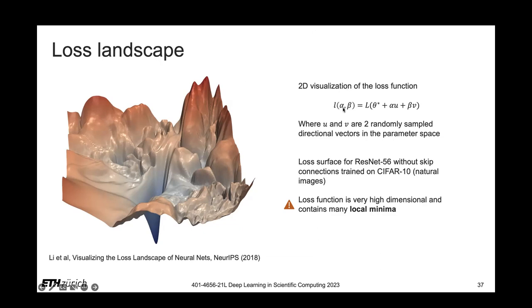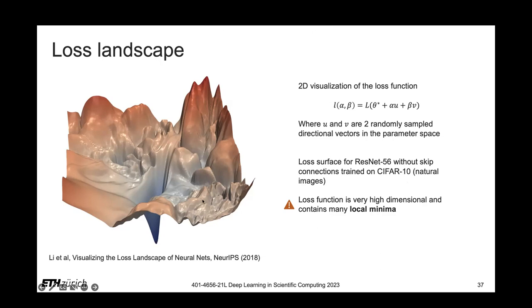So this is what it would be mathematically. The loss function is a function of alpha and beta here, where u and v are two randomly sampled directional vectors in your parameter space. And yeah, people have done this. This, for example, is a 2D visualization of the loss function of a ResNet. We're going to explain what a residual network is later, but this is a model that's trained on CIFAR-10, so this is image classification of natural images. They took this expansion of the loss function around the optimal solution from the optimizer. So this is the minima that the optimizer found.